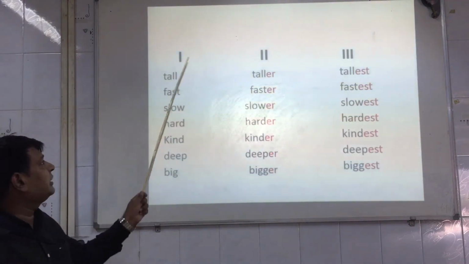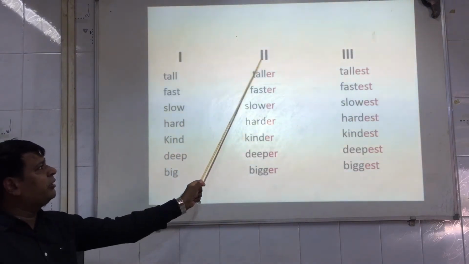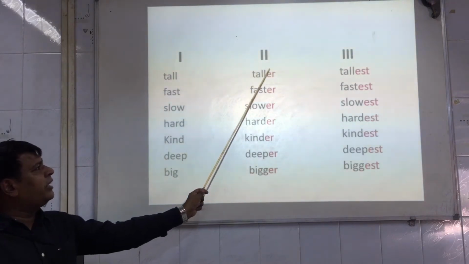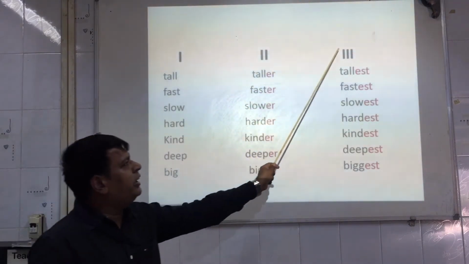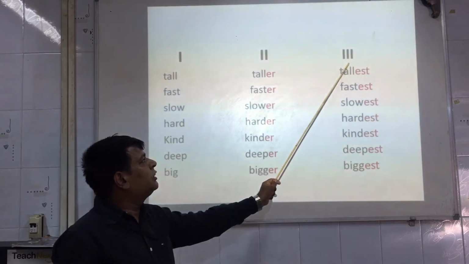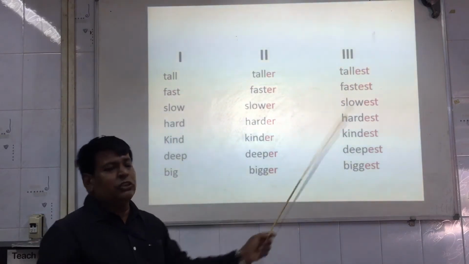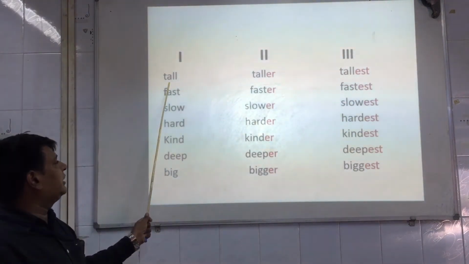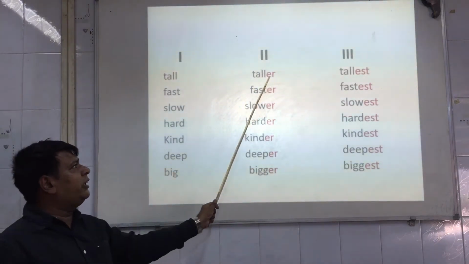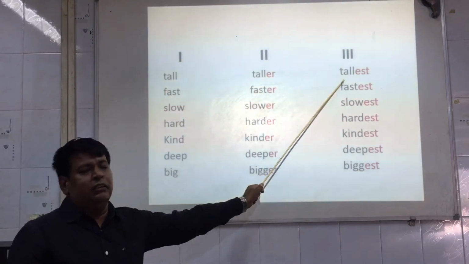See here, the first column is the base form adjective. The second one, where we add er to the base form, is called the comparative adjective. And the third one, where we add est to the base form, is the superlative adjective. So the first one, tall, is the base form. Here in the comparative we have added er, taller, and here tallest, est.